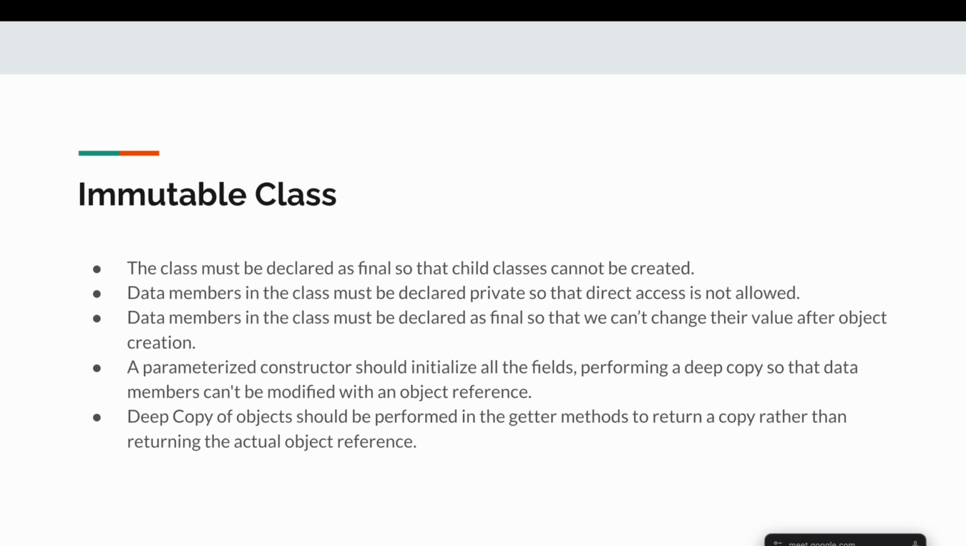So you have to create an immutable class. What are the criteria that you need to follow? First, the class which you are declaring has to be final. Normally we declare a class with the help of the class keyword, but when you want to make that class immutable, you have to create it with the final keyword, so that nobody else can create a child class from that class.